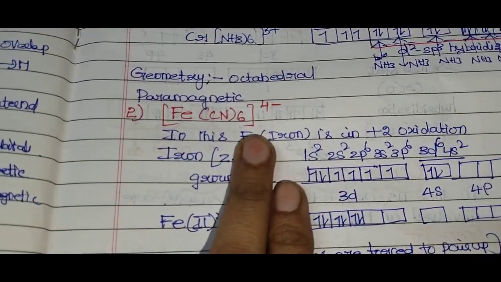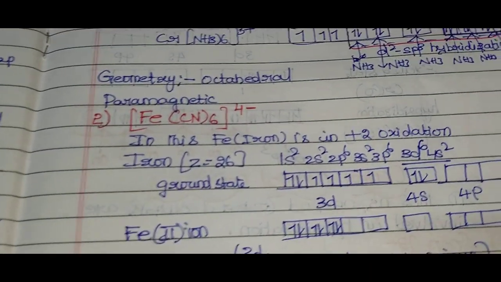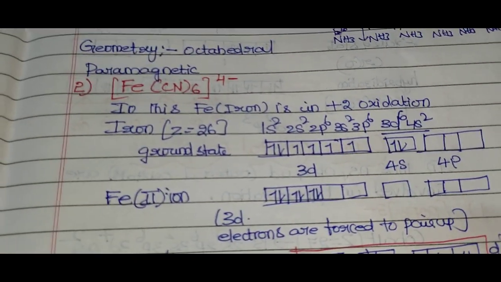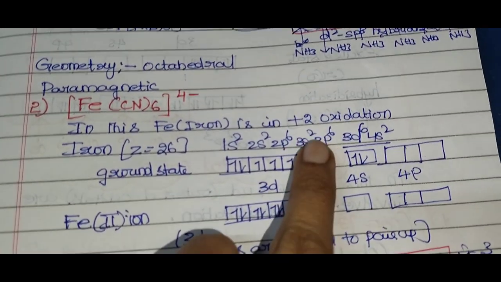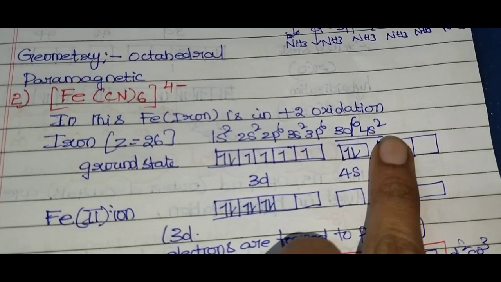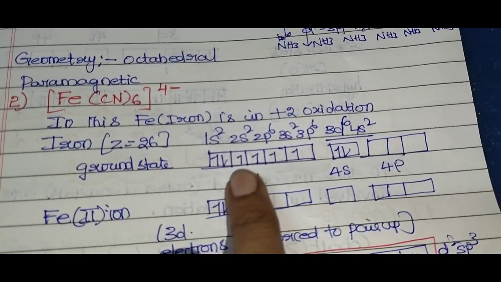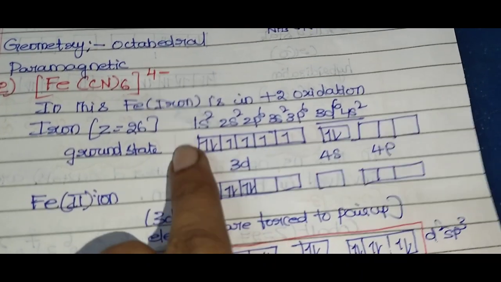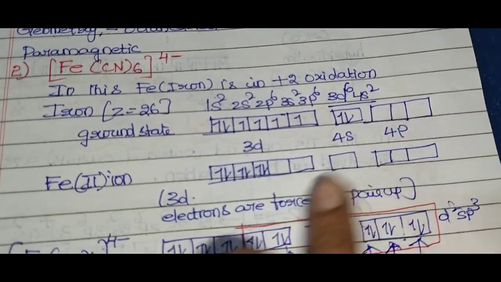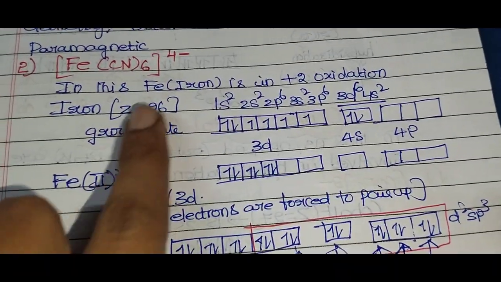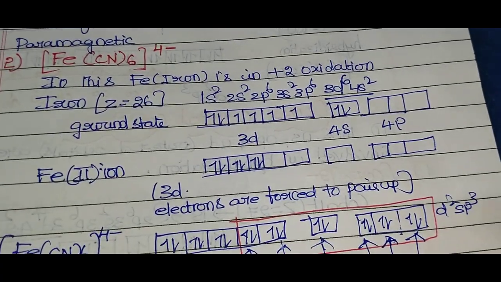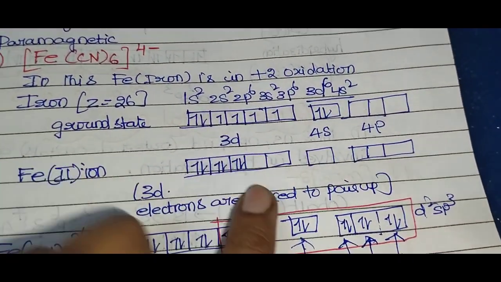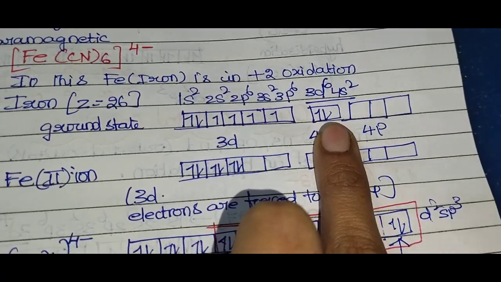Next, one more example I am giving: Fe(CN)6 4-. So Fe is nothing but iron. We know that its atomic number is 26. So I wrote the electronic configuration: 1s2, 2s2, 2p6, 3s2, 3p6, 3d6, 4s2. So in the ground state 3d6, 1, 2, 3, 4, 5, 6. Here 4s2. Fe is having +2 oxidation state. So we will remove electrons. We can remove only these 2.